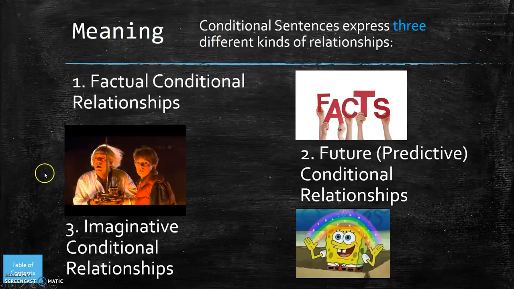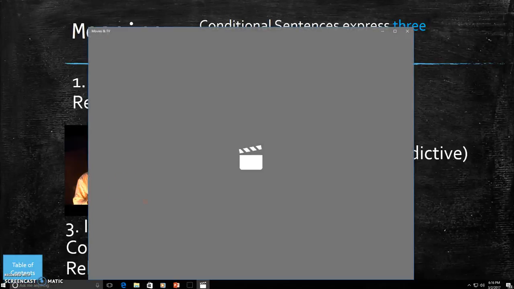For you, I've got a short video on future conditional relationships that might help you guys remember a little bit more. We got a clip from the movie Back to the Future with an example of a future or predictive conditional sentence. So listen up and see if you guys can identify it.